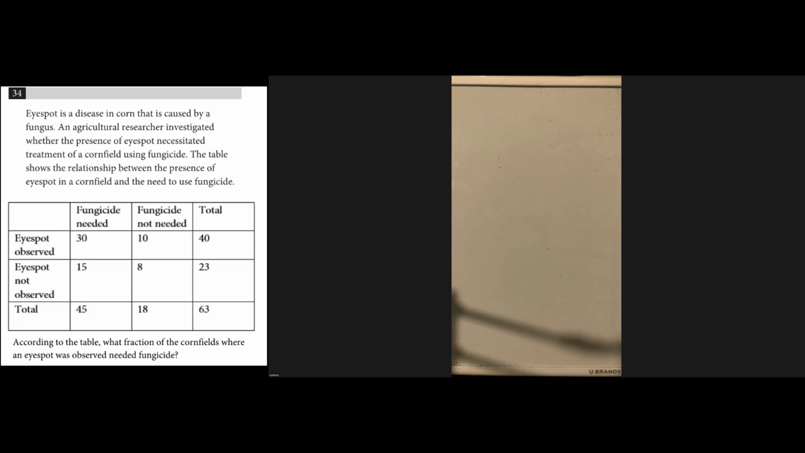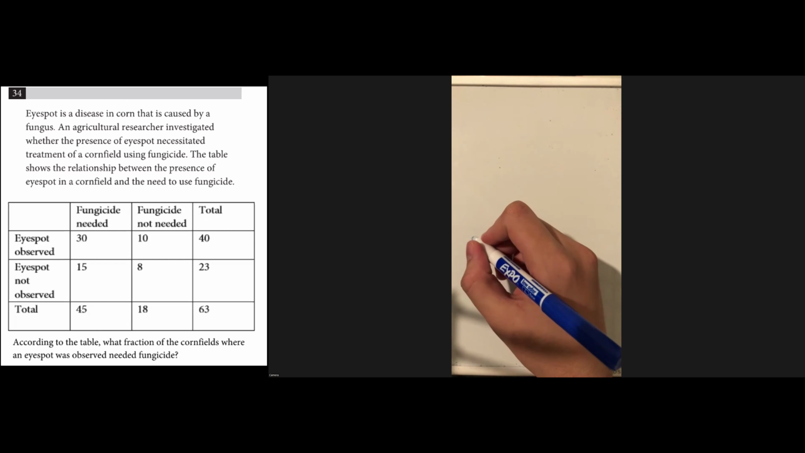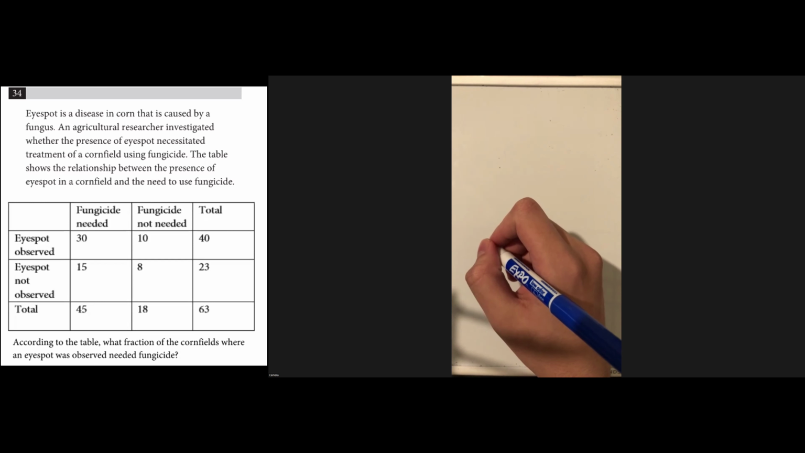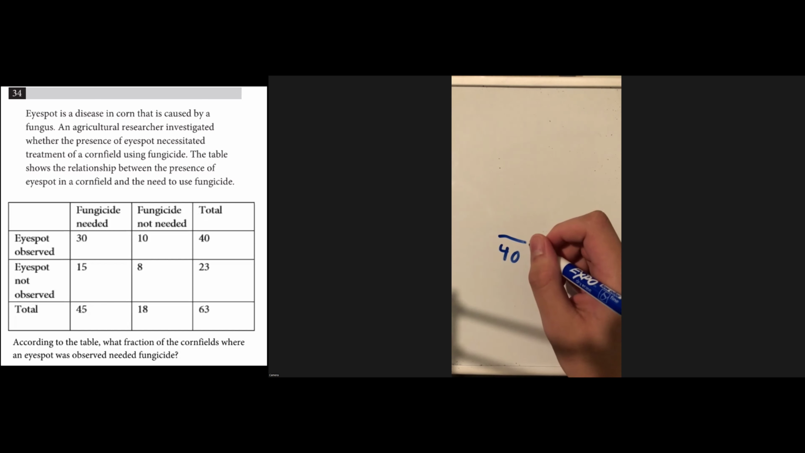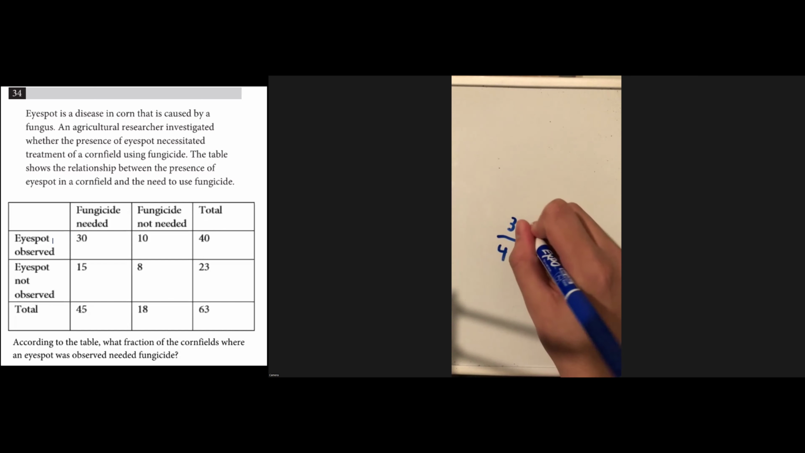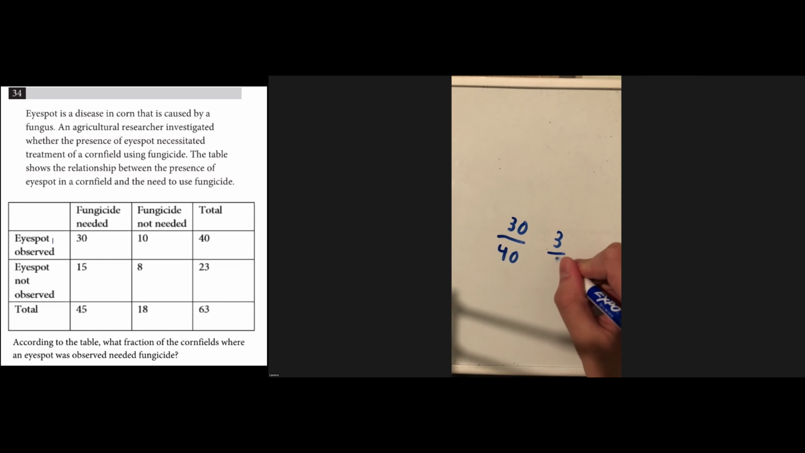Okay, so for question 34, we're asked, according to the table, what fraction of the cornfields where an eye spot was observed needed fungicide? It says where an eye spot was observed, so the total for that would be 40. That would be your denominator. And it asks what fraction needed fungicide? For the intersection of eye spot observed and fungicide needed, we have 30. So we have 30/40, which simplifies into 3/4. And that is the correct answer.